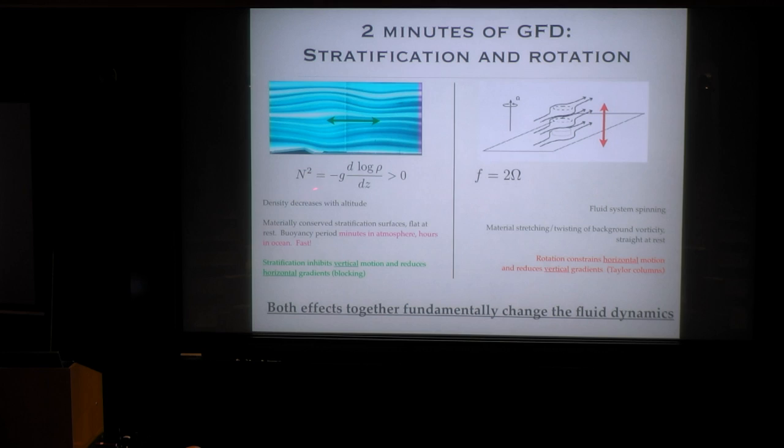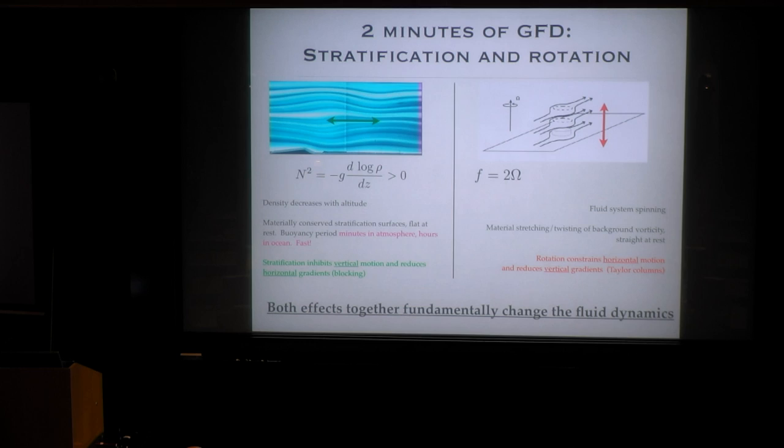So density decreases with altitude. That inhibits vertical motion very strongly and leads to a tendency of homogenizing the flow in the horizontal direction. On the other hand, you also have rotation, which for slightly more subtle reasons tries to homogenize the motion in the vertical and also inhibits a certain way of horizontal motion. So you have kind of two competing anisotropic effects.